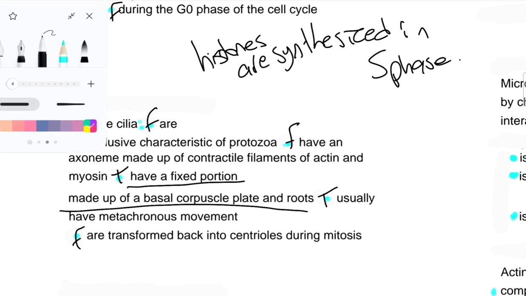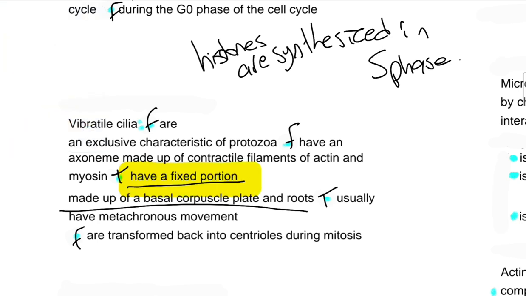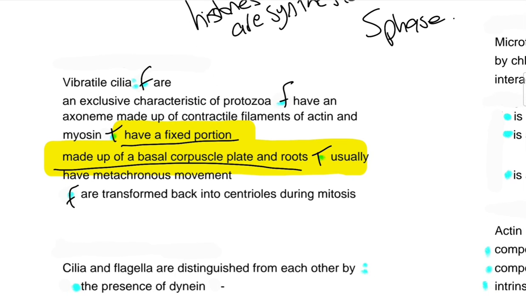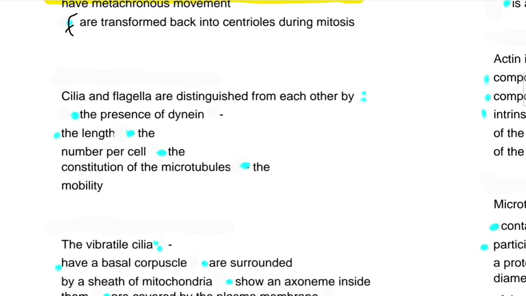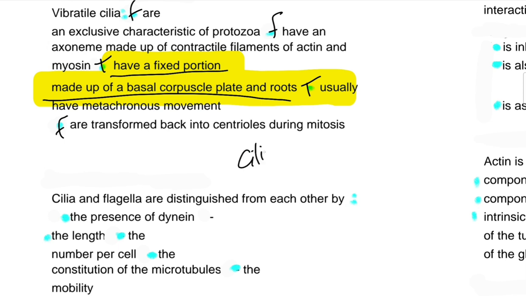Let's try to highlight the important part. Okay, so this is all about the vibratile cilia, as we know that the cilia is responsible for movement.